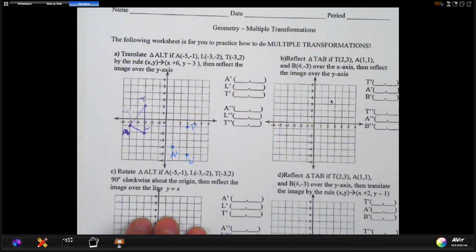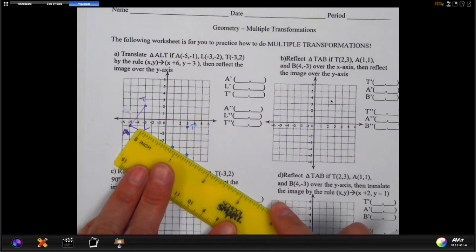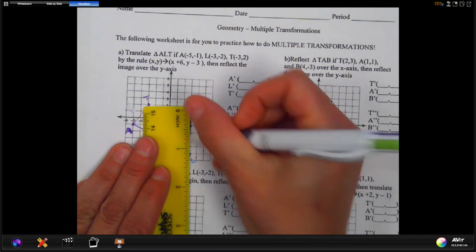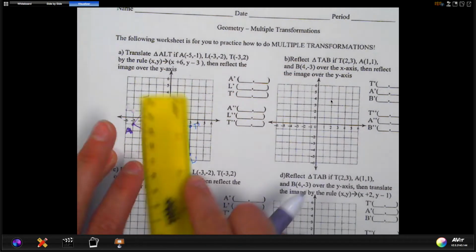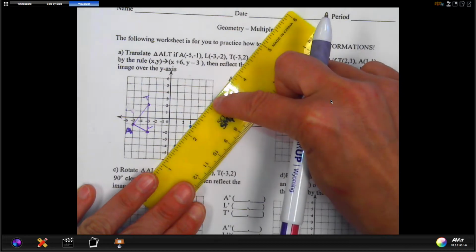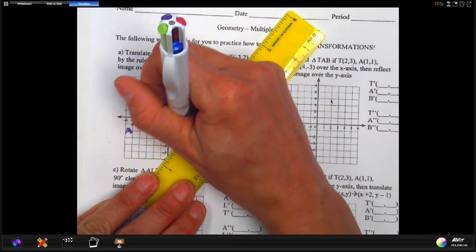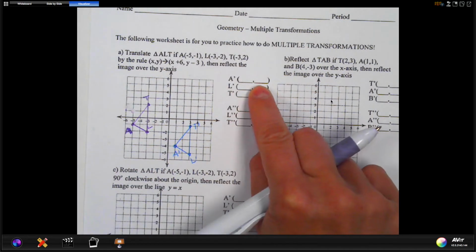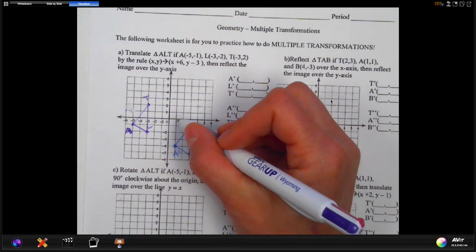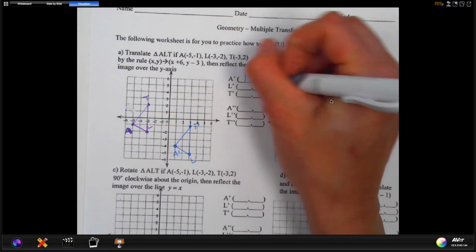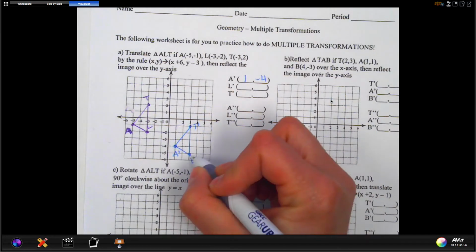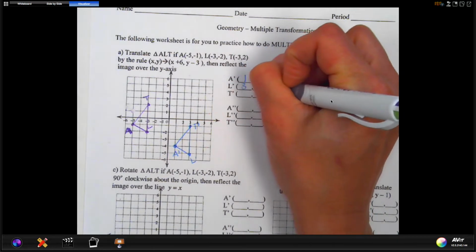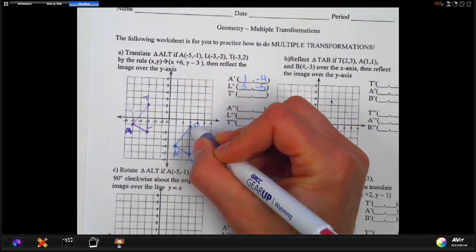And again, we want to reconnect them: 1, 2, 3. Okay, so we have one of them done. And this time it asks us to give the coordinates of all of them. So A prime now is at positive 1, negative 4. L prime is at positive 3, negative 5. And T prime is at positive 3, negative 1.